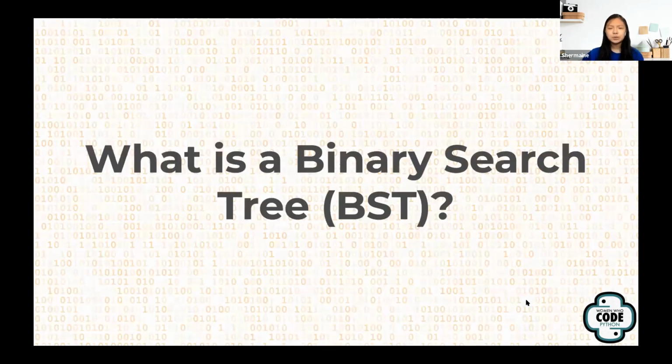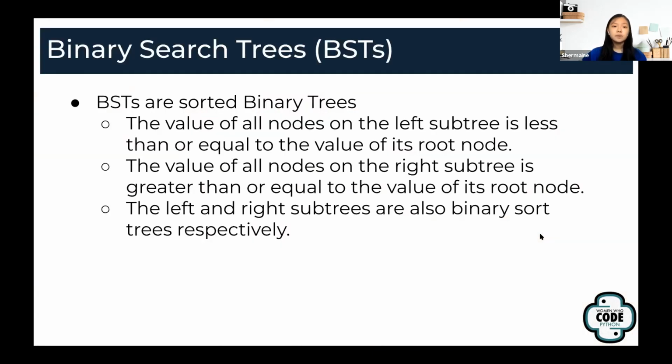With that, let's move on to what is a binary search tree, or BST for short. So binary search trees are sorted binary trees. So this means that the value of all nodes on the left subtree is less than or equal to the value of its root node. The value of all nodes on the right subtree is greater than or equal to the value of its root node. The left and right subtrees are also binary search trees respectively.